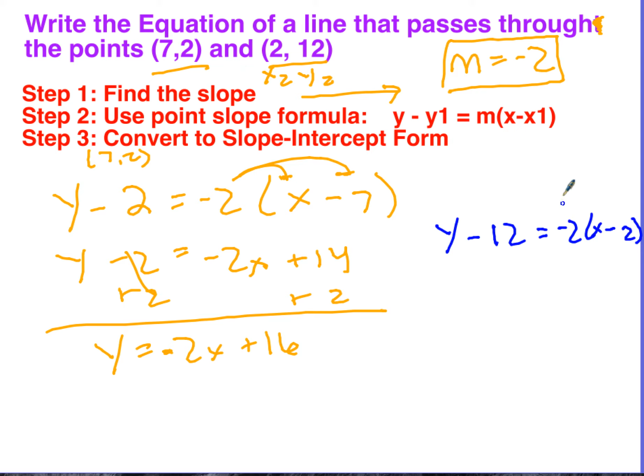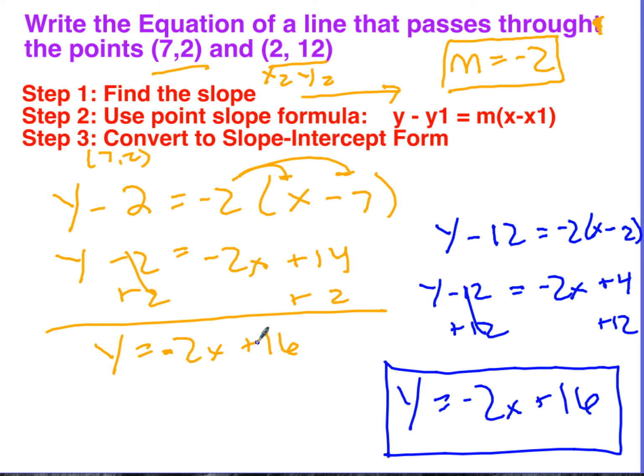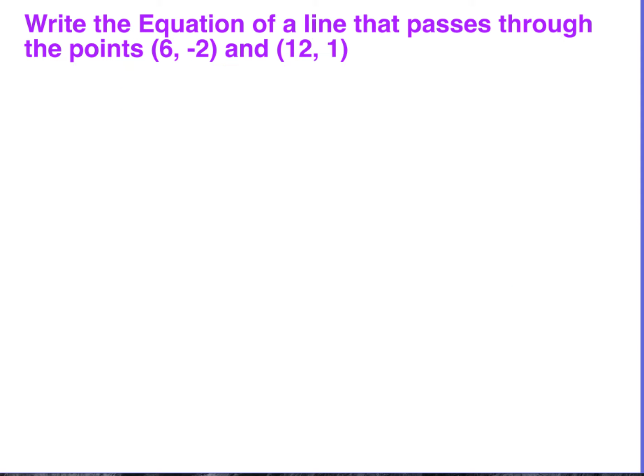Okay, so now I use my distributive property. I get y minus 12 still equals negative 2x. Negative 2 times negative 2 is positive 4. Add 12 to both sides. I get the same thing: y equals negative 2x plus 16. Okay, so it doesn't matter which point you use, you get the same equation of y equals negative 2x plus 16. All right, so here's another one.